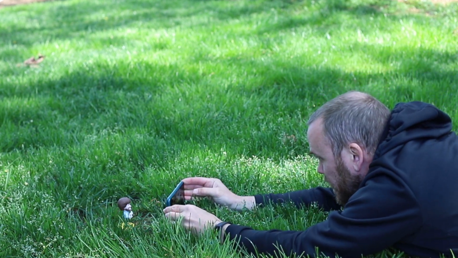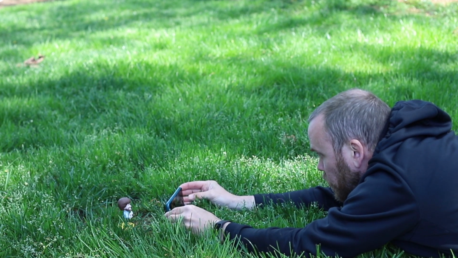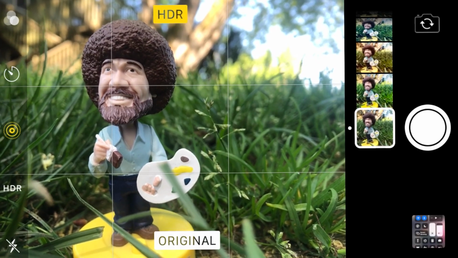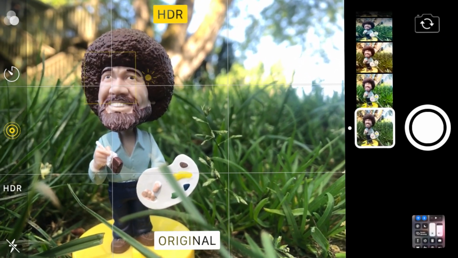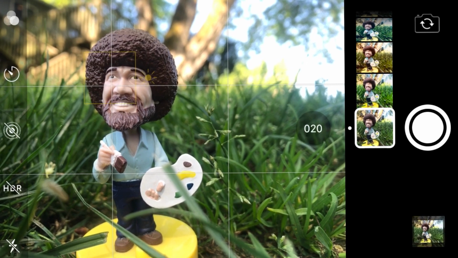We're now going to get Bob here, using that same rule, you can see he's lined up on the grid lines there. I'm going to tap on him to focus. And when I take that picture, it should be a little bit more interesting of a photo.